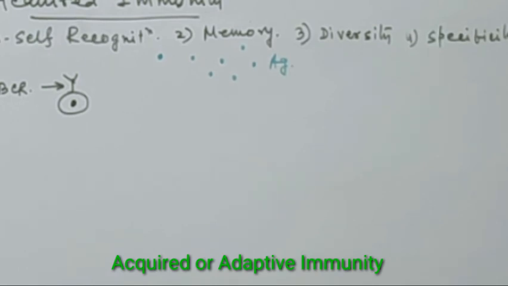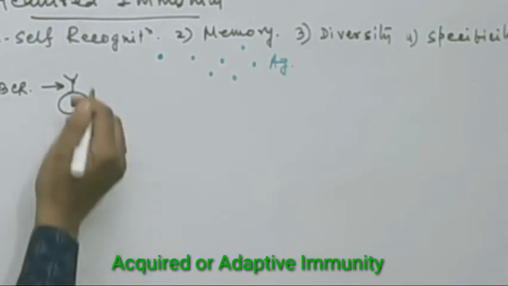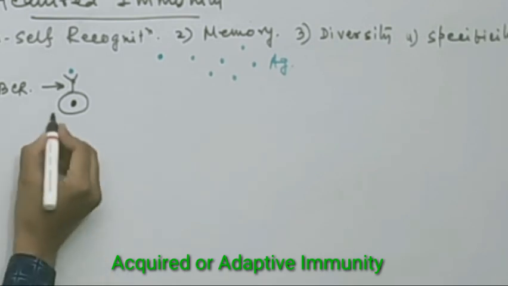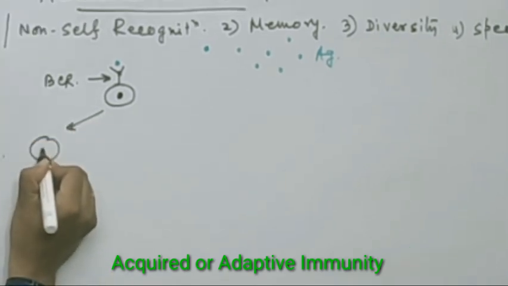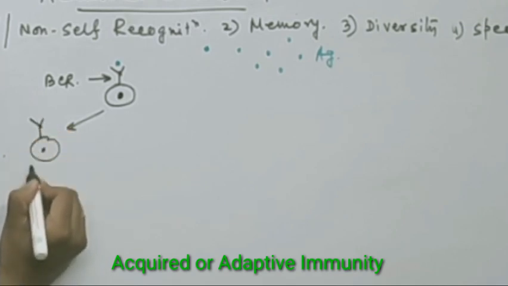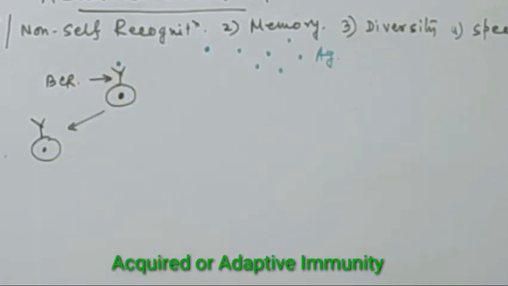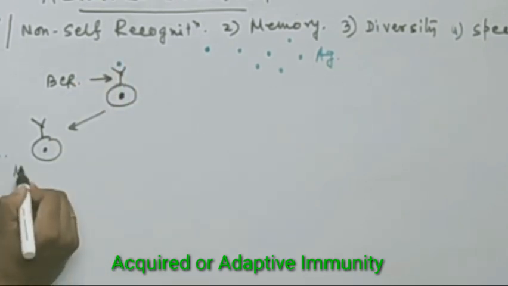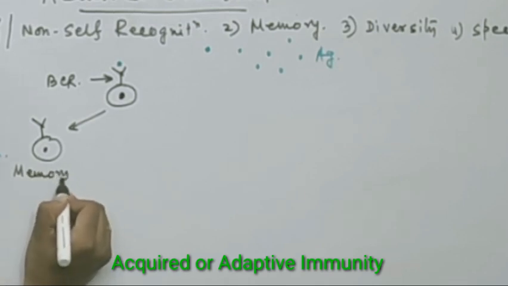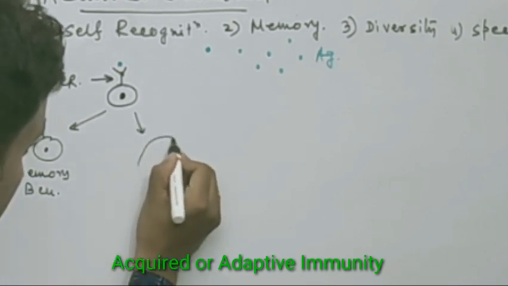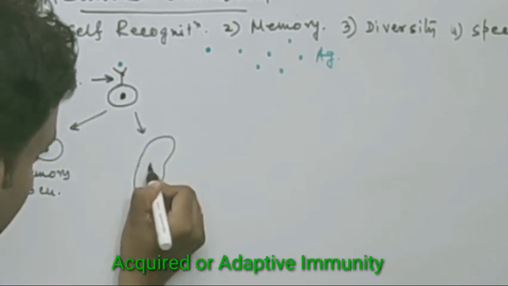So this antigen will bind with this B cell receptor, and the B cell will be differentiated into two types of cells. The first one is the memory cell, and this memory cell will function later, that is, when this antigen enters into our body a second time, then these memory B cells will be activated, and they will be differentiated into the memory B cell and the plasma cell.